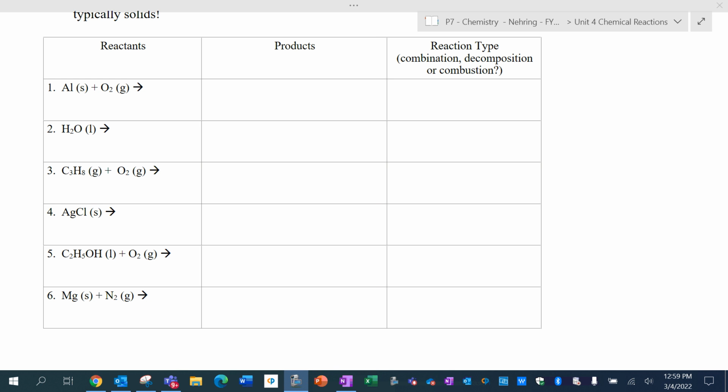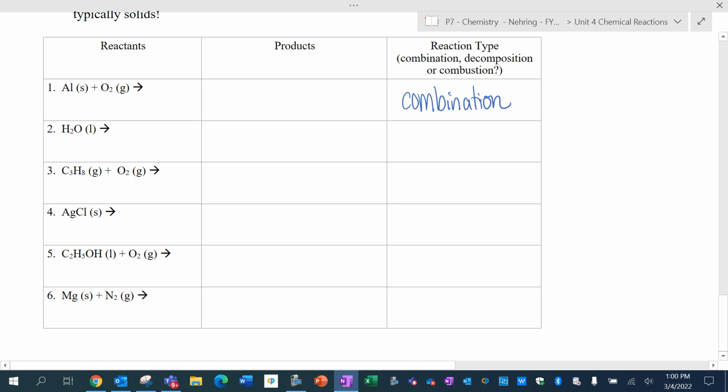All right, in this video, we are going to talk through some practice problems involving combination and decomposition reactions. Our goals here are predicting the products and identifying the type of reaction. So this first reaction, we've got aluminum plus oxygen. It looks like two elements combining, so it looks like a combination reaction.